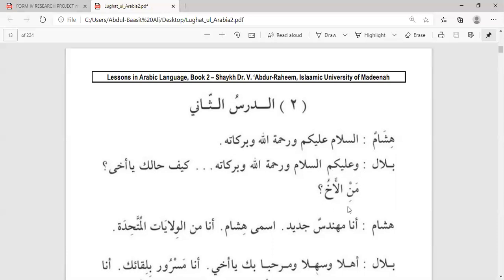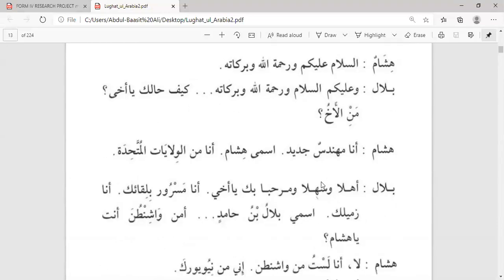Man al-akh. Literally this means who is the brother, but it is a polite way of asking, who are you? Sometimes if you ask, who are you, it might be kind of impolite. So man al-akh is a more polite way of asking, who are you? So Hisham replies, ana muhandisun. I am an engineer. Jadidun. I am a new engineer.